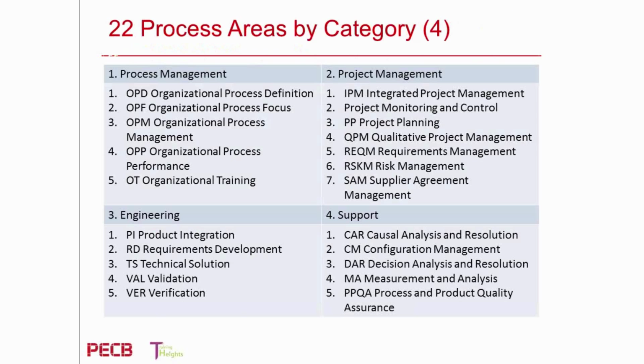But the most important part of the entire thing is this slide. If you haven't heard anything that I've said, if you've forgotten everything that I've said today, you should remember this particular slide that talks about the 22 process areas broken into 4 categories. The 4 categories are process management, project management, engineering, and support. So these are the areas by categories, and there are 22 process areas in themselves, and we're looking at 4 categories.